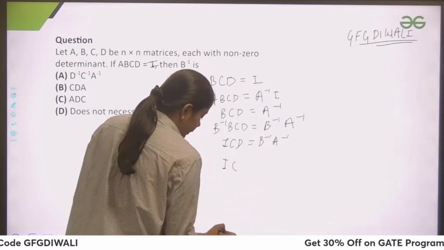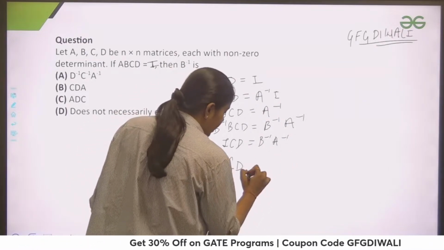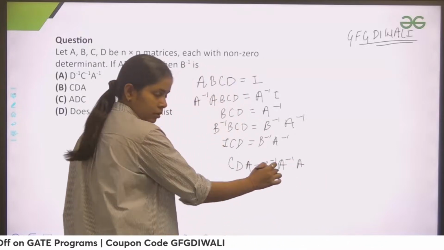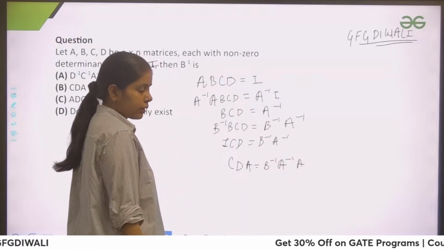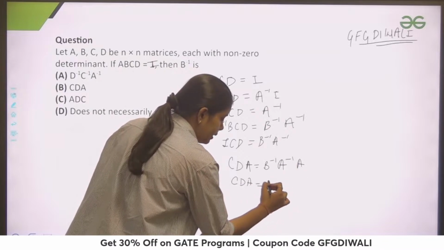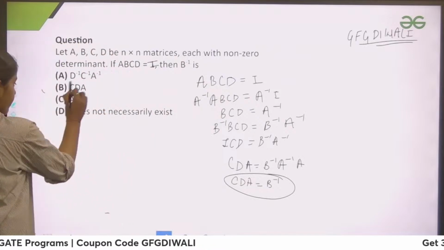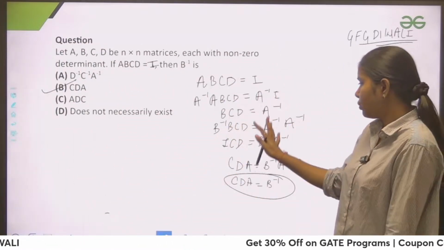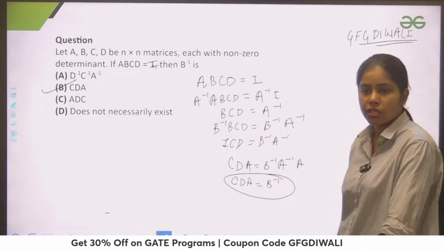If I multiply identity with CD, you are left with CD. Now I'm multiplying A on the right hand side on both sides of the equation. So CDA equals B inverse A inverse A. A inverse A is identity, and B inverse times identity is B inverse. So you get B inverse equals CDA. Which option is true? Option B is true. I took this question so that you understand how to do matrix multiplication, and that matrix multiplication is not commutative.